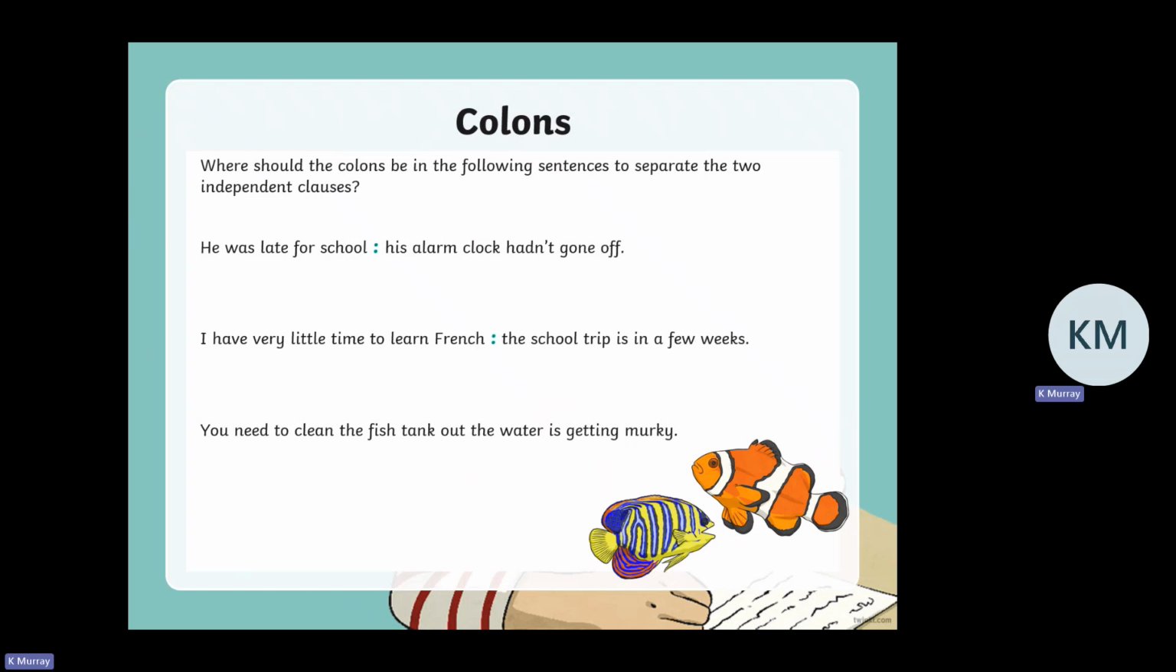I have very little time to learn French. The school trip is in a few weeks. We can see that the two are linked and we've got a colon in the middle. Independent clauses. Can you see that they both make sense on their own? You need to clean the fish tank out. The water is getting murky. It's just instead of using full stops all the time, guys, isn't it?